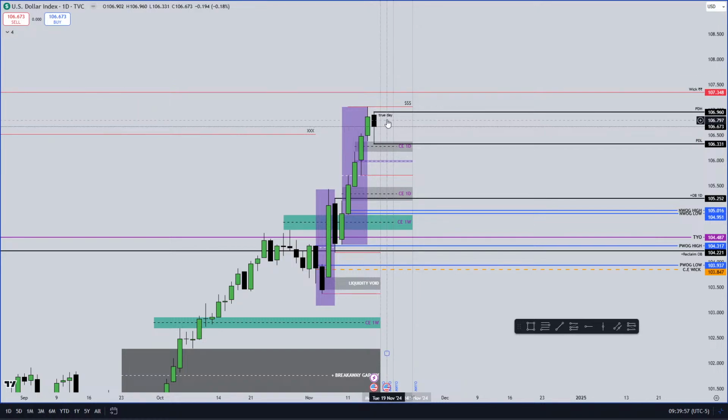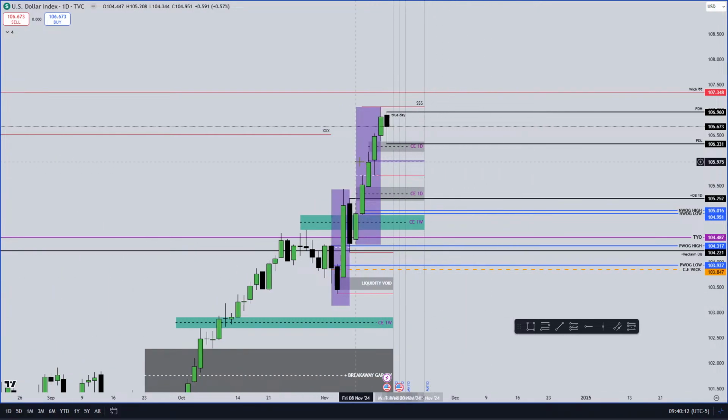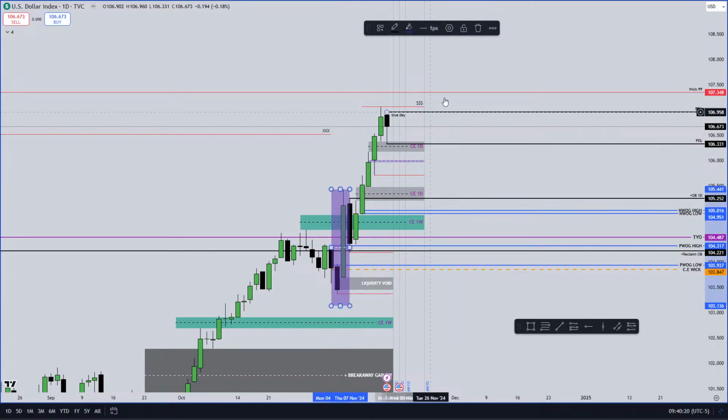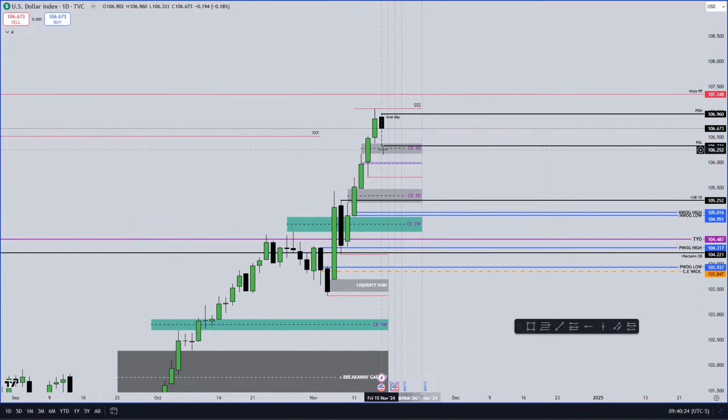What I'm expecting is the price to take out this high on Monday or by Tuesday. Then by Wednesday it should retrace and then start moving lower. This is what I'm currently seeing. I'm expecting a lower dollar this coming week, if at all it breaches below this after taking out this high.